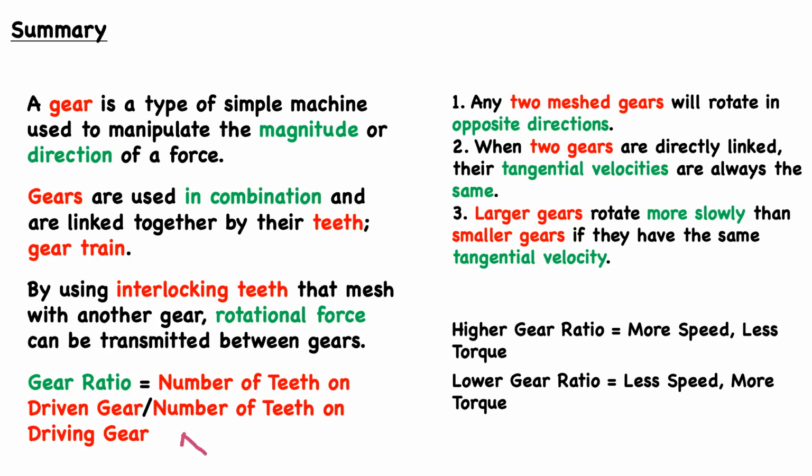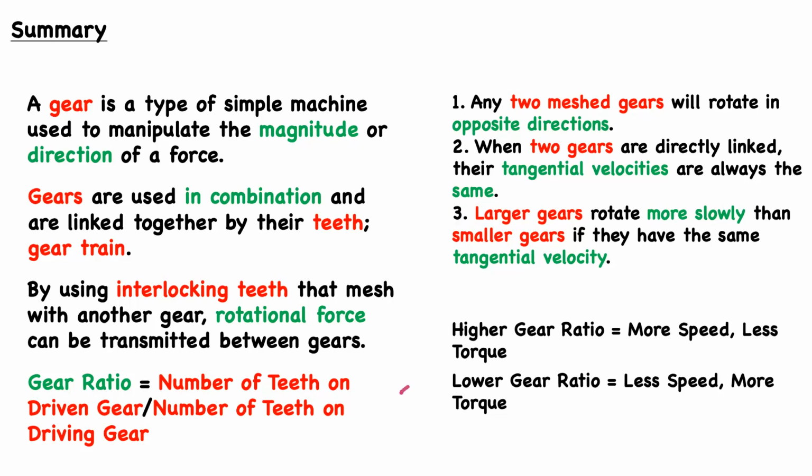Then we have the gear ratio, which is arguably the most important concept to know and understand in the context of gears. And the gear ratio can be calculated by dividing the number of teeth on the driven gear by the number of teeth on the driving gear. Then we have our 3 important things to know about meshed gears or systems of meshed gears. 1, any 2 meshed gears will rotate in opposite directions. 2, when 2 gears are directly linked, their tangential velocities are always the same. 3, larger gears rotate more slowly than smaller gears if they have the same tangential velocity.